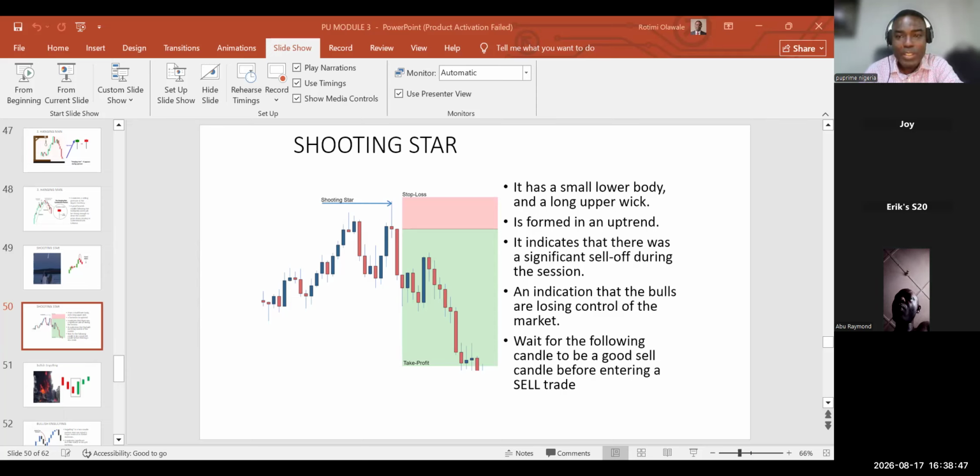Now you may tell me, but this is a red candle, this one that is next. But it's not a full red. If it's a full red, it will come down as a full red.